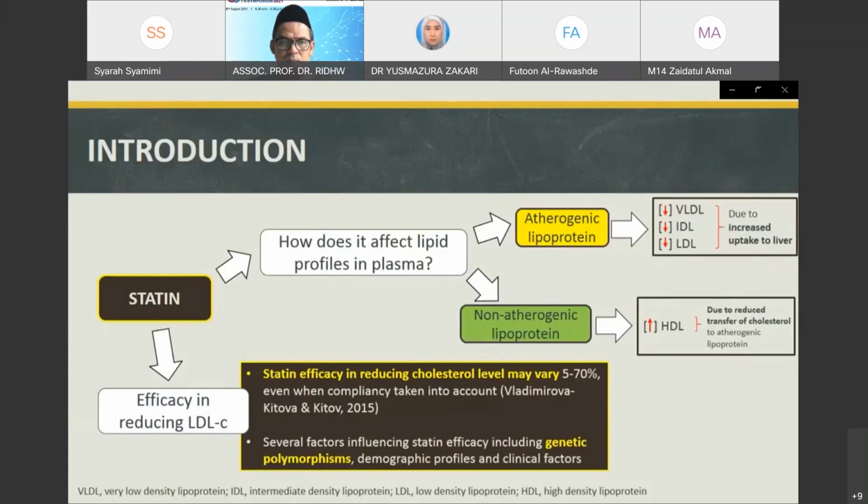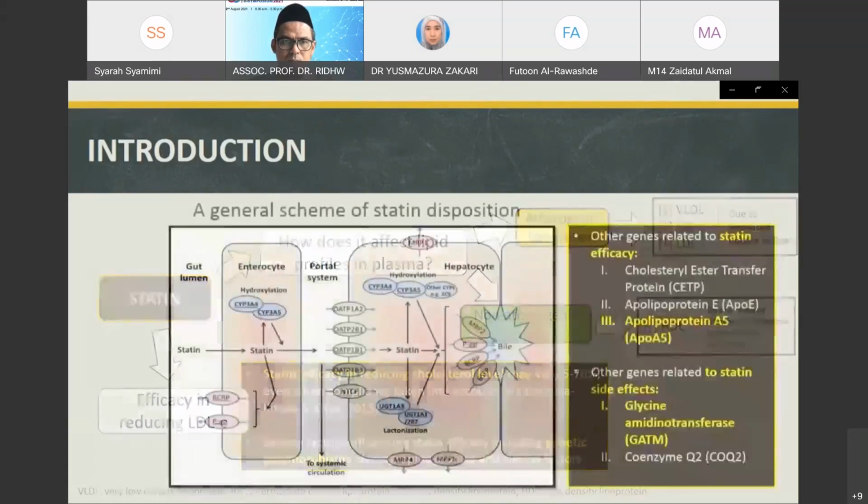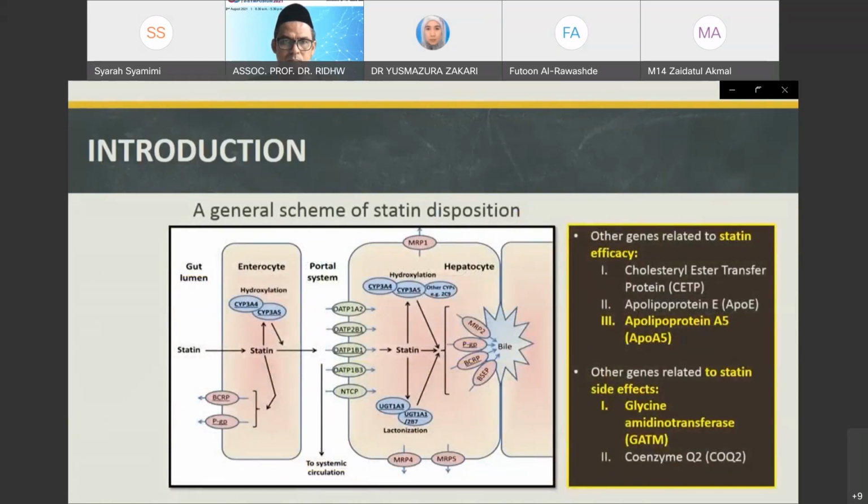While talking about statin efficacy in reducing cholesterol level, mainly LDL level, statin efficacy may vary between individuals, even when compliance is taken into account. So there are several factors influencing statin response and efficacy. One of them is genetic polymorphisms. Now here's a figure just to show that there are several genes that are involved in statin disposition, as well as statin efficacy and statin side effects.